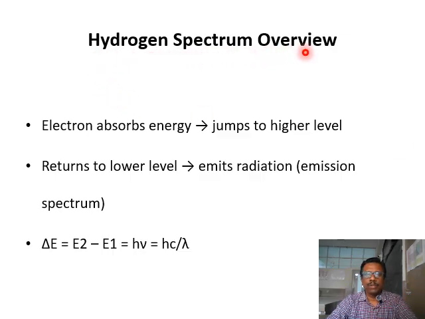Hydrogen spectrum overview. An electron absorbs energy and jumps from a lower energy level to a higher energy level, and the higher energy level is always unstable, hence it will jump and return back to the lower energy level. This is called emission of radiation, which leads to the emission spectrum. The energy difference between the lower and higher energy levels is calculated by using the equation delta E equals E2 minus E1, which equals h nu, which equals hc by lambda.